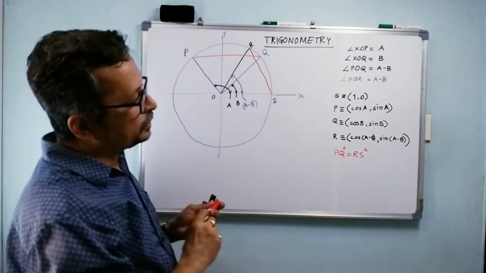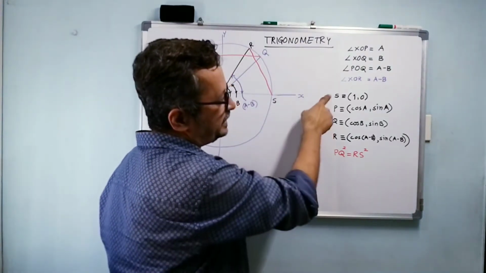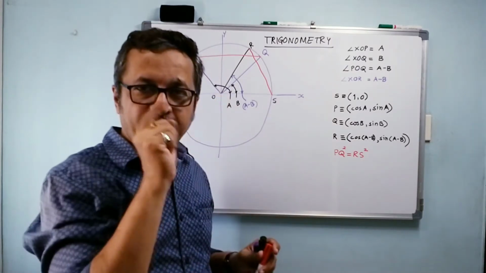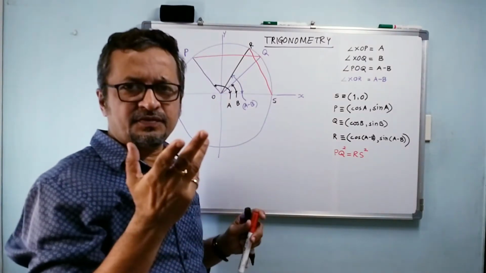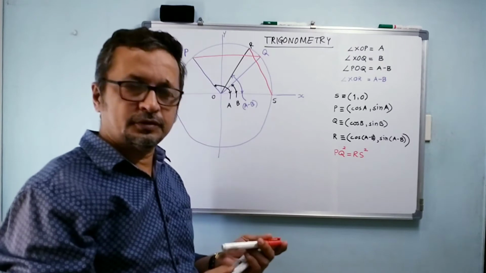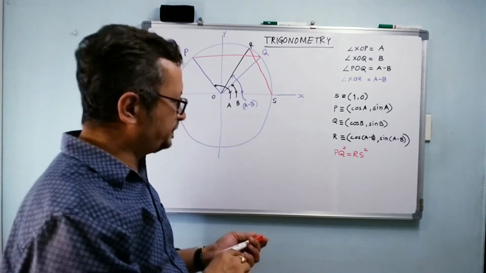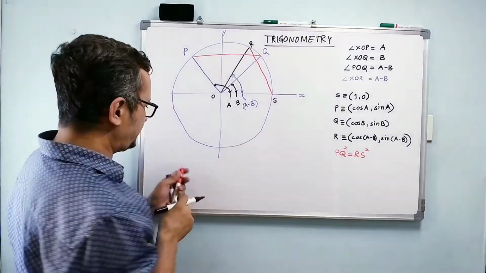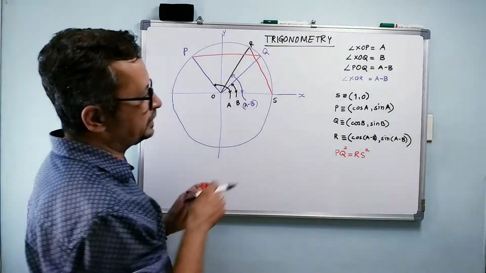right? So obviously PQ square is equal to RS square. Now we know the coordinates of P and Q and R and S here. Here can we apply the distance formula? Of course we can, and let's write the expressions for that.